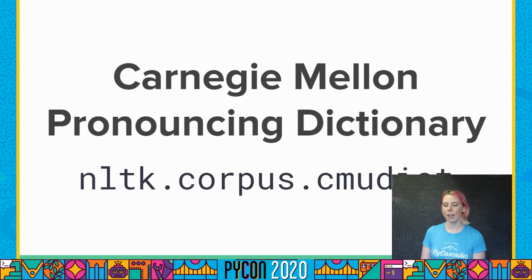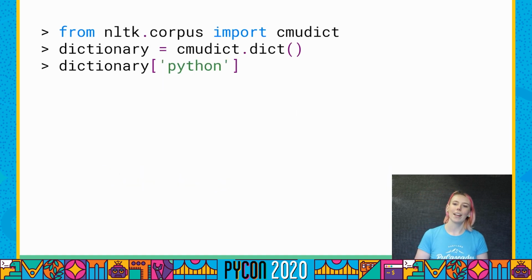nltk.corpus.cmudict. And this is a dictionary, like literally in both senses of the word, in that it's a list of a lot of words in the English language, including some place names, brand names, people names that you might not find in a formal dictionary. And it's a dictionary in the Python sense. So what this looks like once we import and load the dictionary, and then we look up a word in it. I've chosen one of the most fabulous words in the English language, Python. And here's what it's going to give us.